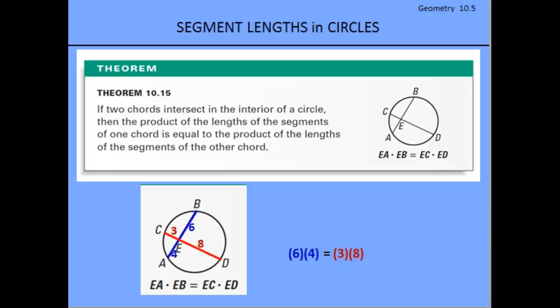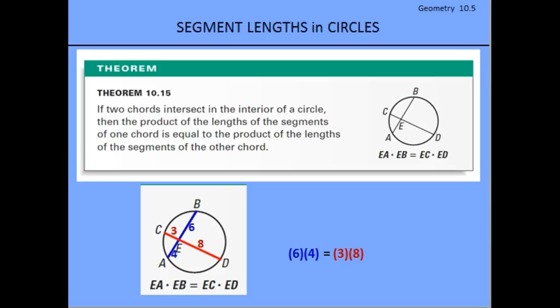Now remember that math is all about patterns and connections, and so some of these theorems that we're going to talk about in this video are very similar, so you have to really pay attention. There are different rules to remember.